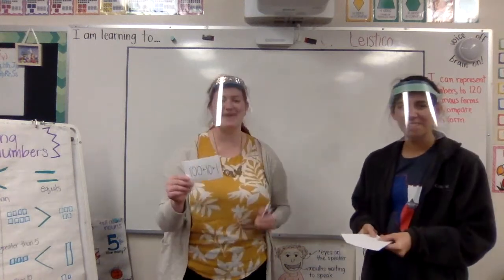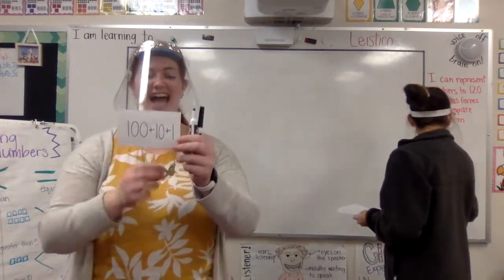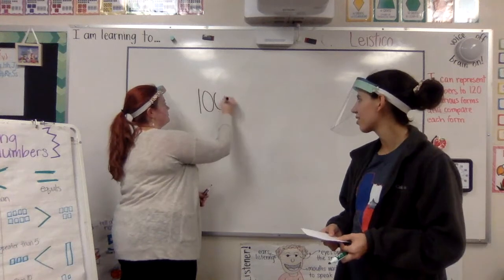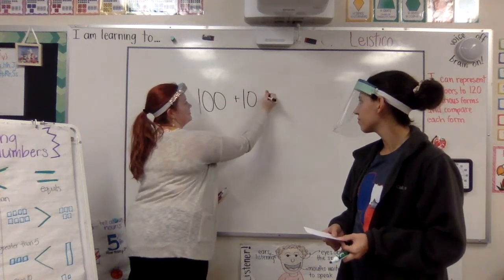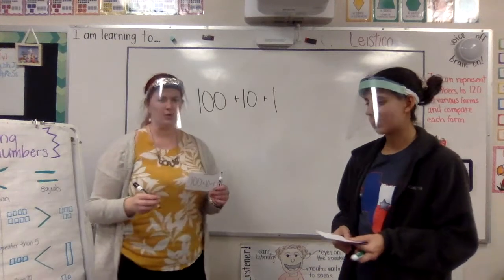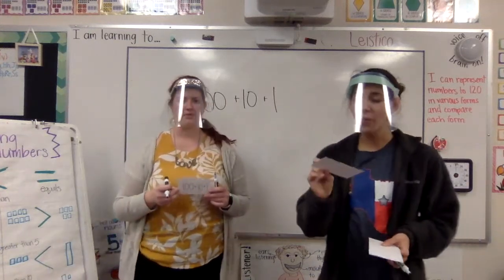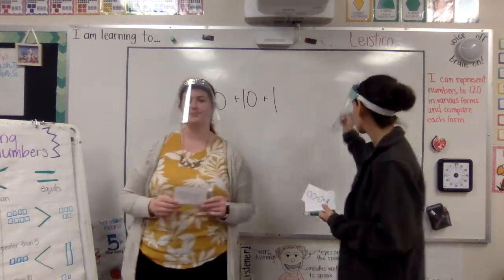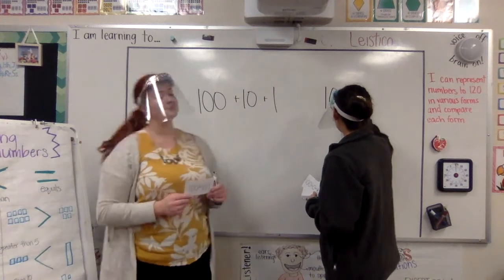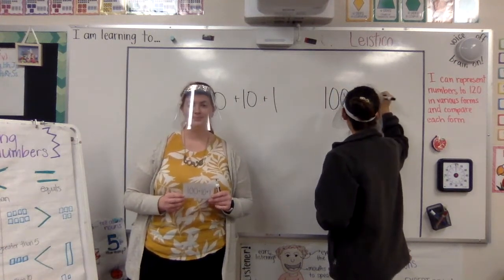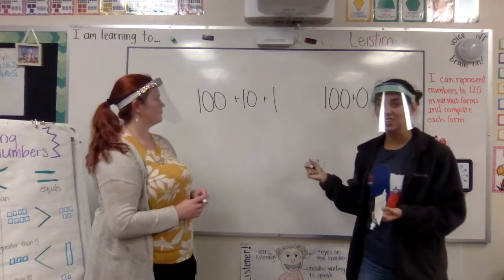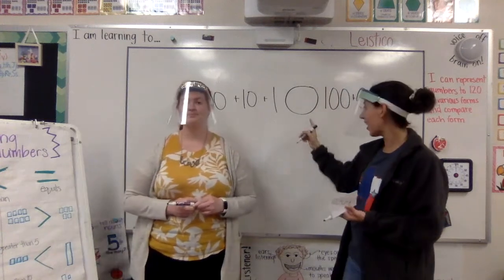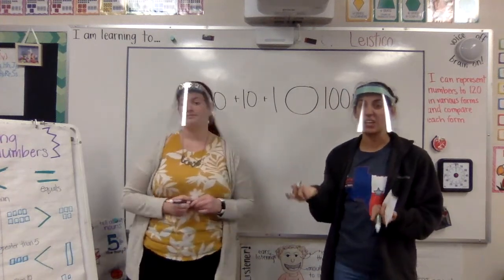All right, let's pick a new number to compare. I got expanded form. It's 100 plus 10 plus 1. So I'm going to write that on the board. 100 plus 10 plus 1. Okay, well, Miss Lestica, what card are you going to draw? I drew 100 plus 0 plus 8. So I'm going to write that on the board. I have 100 plus 0 plus 8. And on a lot of the sheets that you're going to do, you're going to see a giant circle in the middle or a box in the middle. And that's where your comparison symbol is going to go.